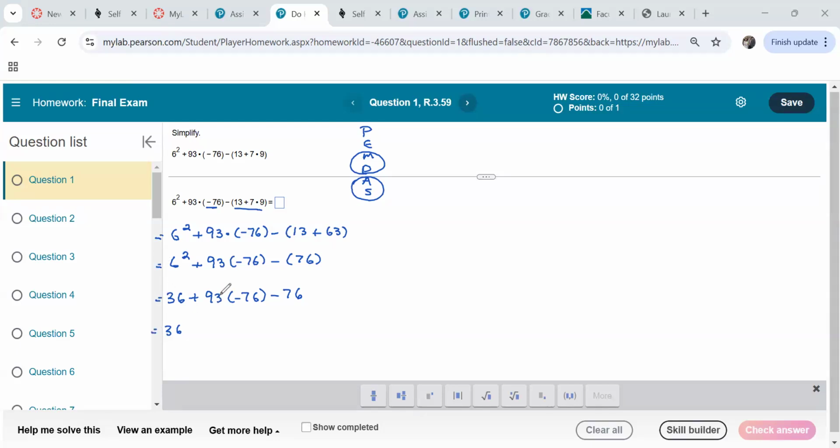Got my inequality. So let me find this again. So 93 times negative 76 is a negative 7,068. Then we do addition and subtraction, whatever comes first, left to right. So we'd have to do the 36 minus the 7,068, which gives me a negative 7,032. And now I have to add the negative 7 or subtract the negative 7,032 minus 76. And that is going to give me negative 7,008.